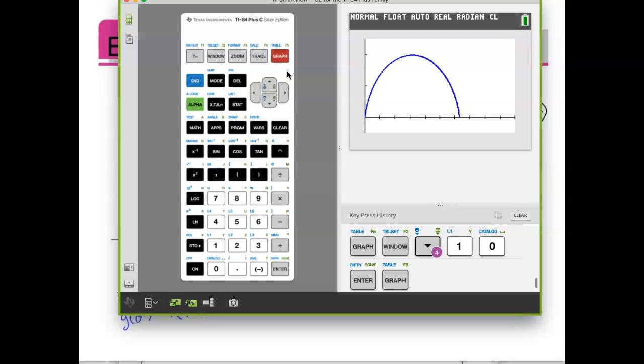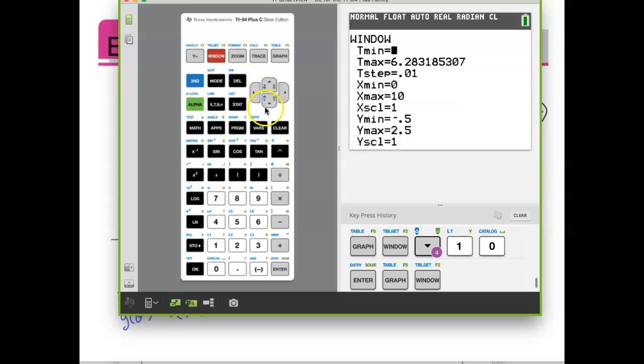All right, but if I go only to 2 pi, I get basically 1 arc of my cycloid, right? So let's change our Tmax. Let's say we want 2 arches, you would do 4 pi. If you want 3 arches, you would do 6 pi, and so on, right?